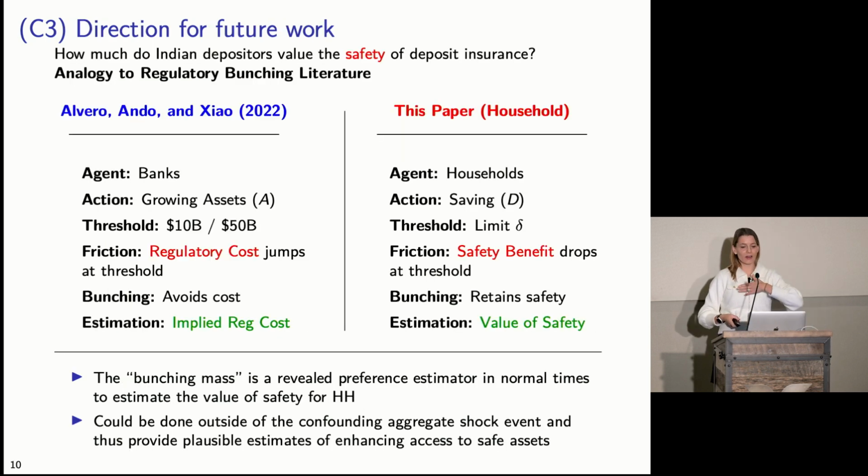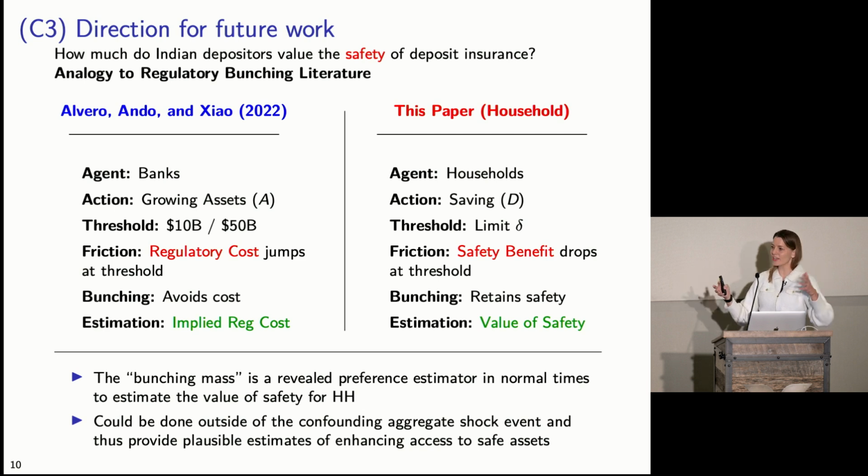And I think one way this paper could go, or maybe it's the next paper, is to really use the bunching estimates. This has been done in other work also by Kai-Rong Shao, for example. So this bunching estimator could reveal how much Indian depositors value safety in general, of deposit insurance in particular, but also in general.